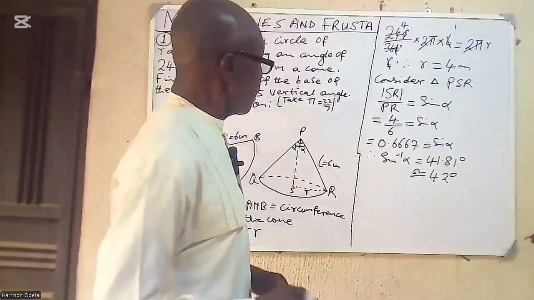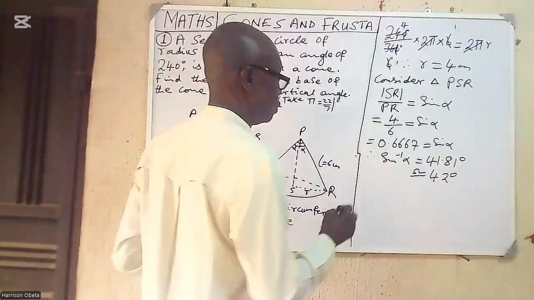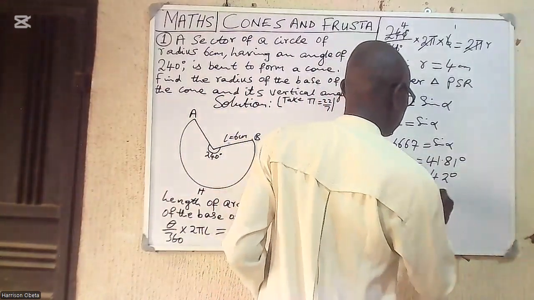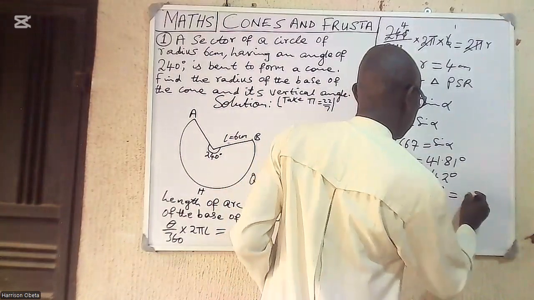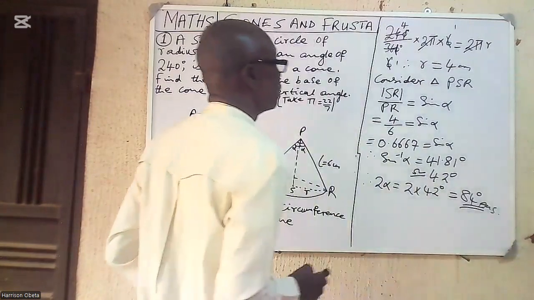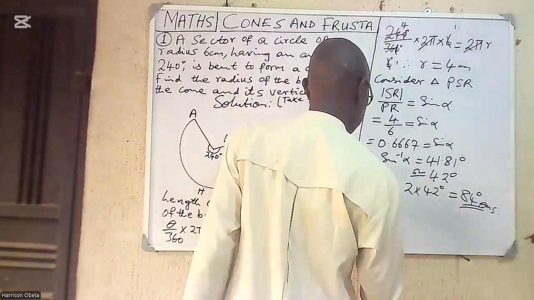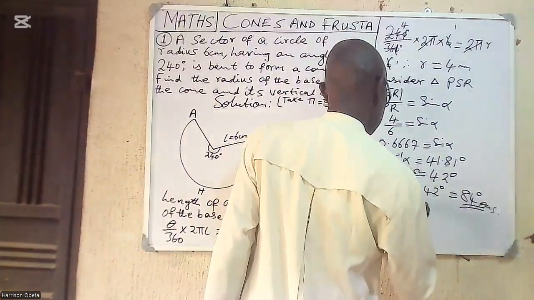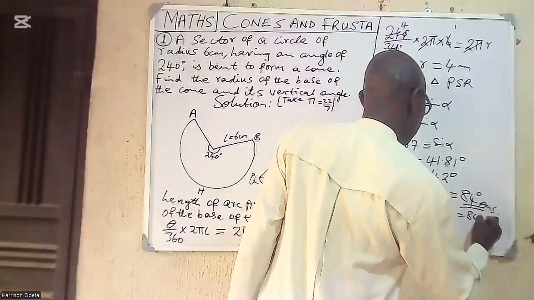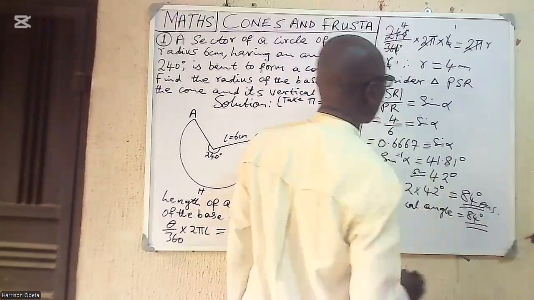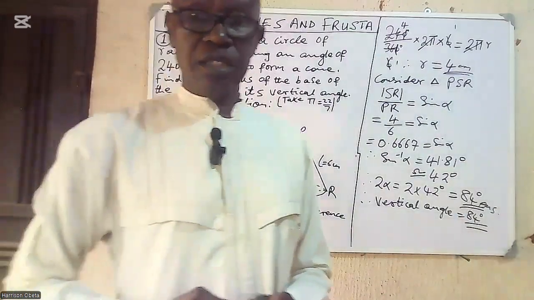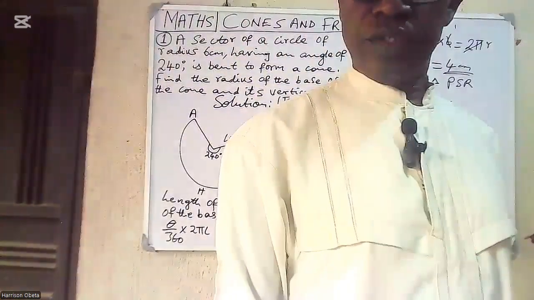So we know that the whole angle is 2 alpha. Therefore, 2 alpha is equal to 2 times 42 degrees, and that will give us 84 degrees. Therefore, vertical angle equals 84 degrees, where the radius is 4 cm. So that's the end of that question.